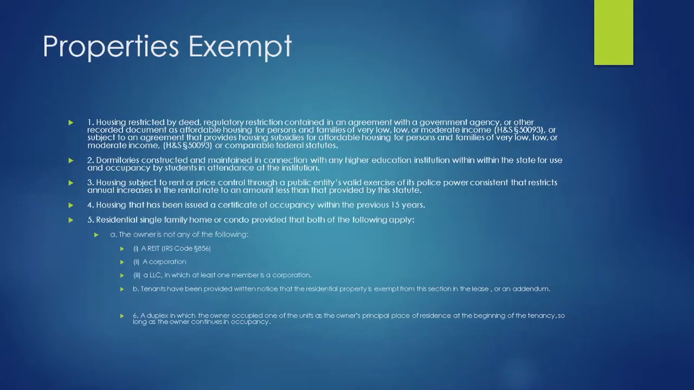And then 6, a duplex in which the owner occupies one of the units as the owner's principal place of residence at the beginning of the tenancy, so long as the owner continues in occupancy. Okay.